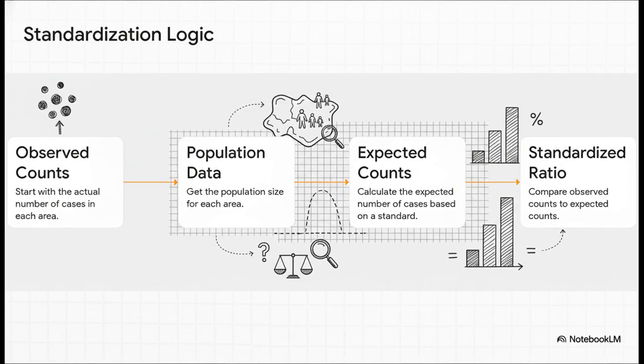Well, it's a logical process. First, you start with what you actually see, the observed counts in each area. Then you bring in the population data, stuff like the age breakdown. Step 3 is where the magic happens. You create an expected count. This is basically asking, how many cases should we see here if this area behaved like the national average? And finally, you just compare the two, what you actually saw versus what you expected to see. That gives you a standardized ratio, and it answers the most important question. Is this area seeing more or fewer cases than we'd expect once we account for its unique population?